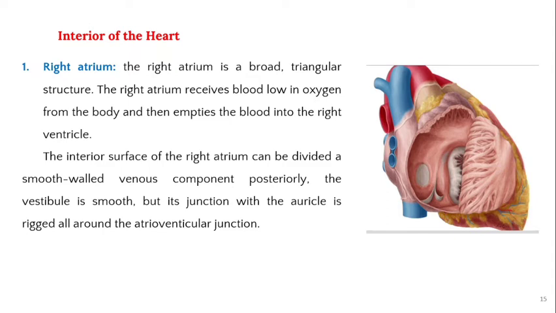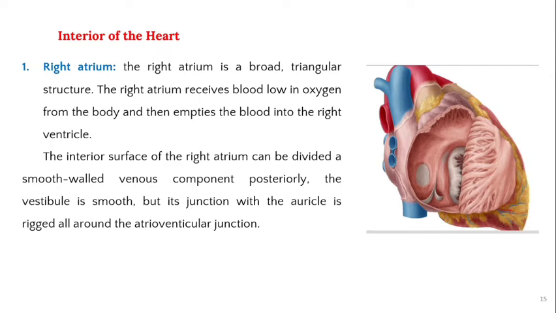The interior surface of the right atrium can be divided into a smooth-walled venous component posteriorly. The vestibule is smooth, but its junction with the auricle is ridged all around the atrioventricular junction.